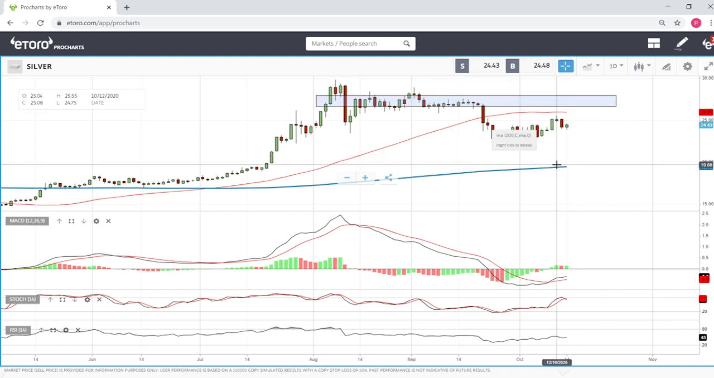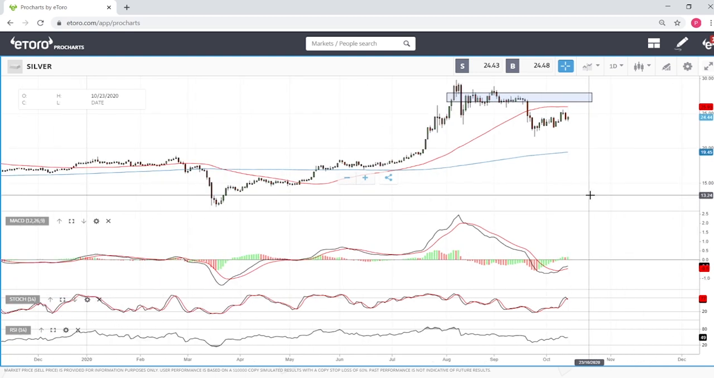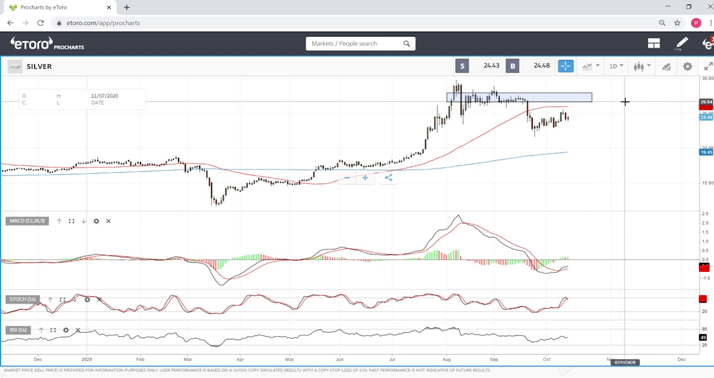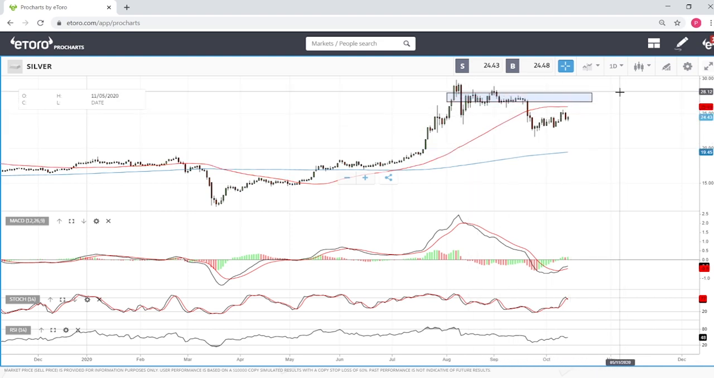Similar to gold, this market should be in the long run really bullish due to the monetary policy of the central banks around the world. So yes, we most likely see a pullback before we go higher.